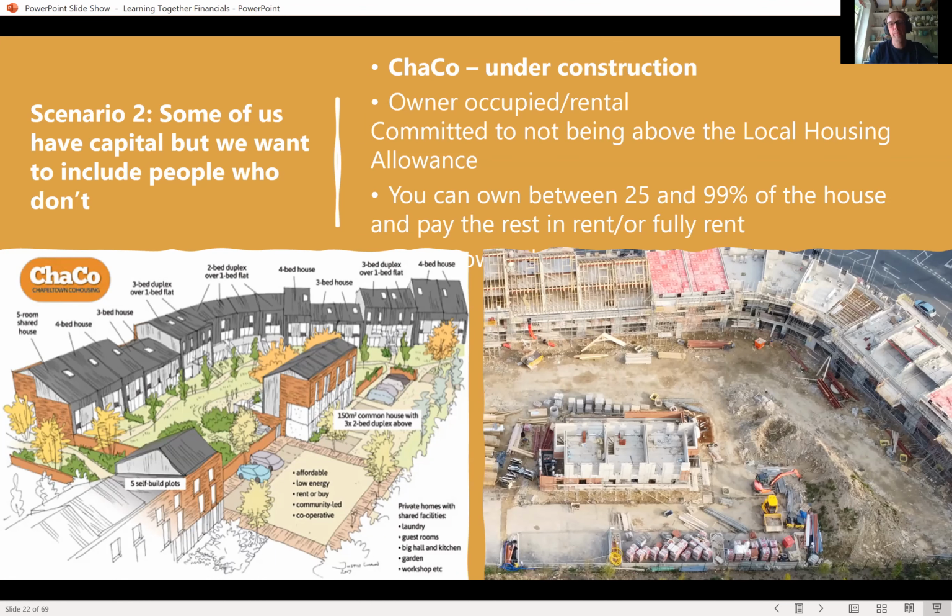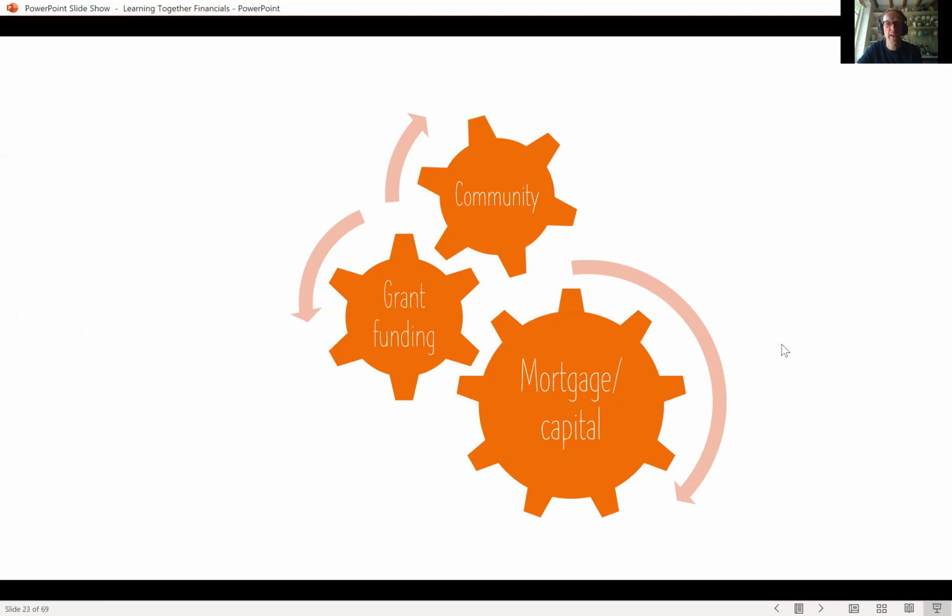And there you can see they've allowed people to own between 25 and 99% of the house and pay the rest in rent, or you can fully rent in the project. So if some people have capital, that means they can bring it to the project and pay less rent. If people don't have capital, then they will pay a smaller amount or more rent. And that's quite a complicated financial model that they've created.